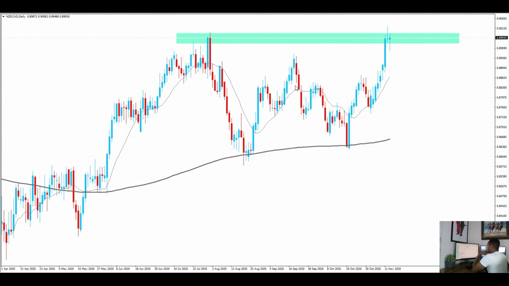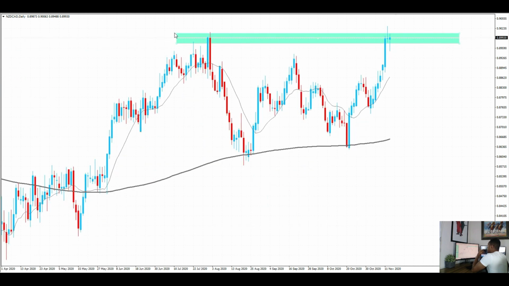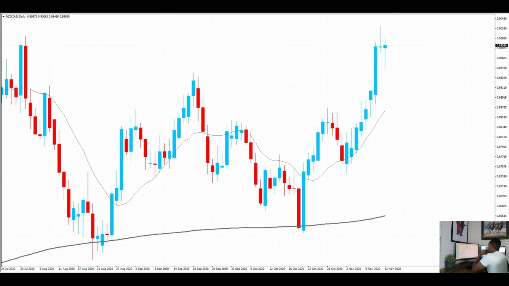So again, my bias is for sales for NZD CAD. You can see previous daily resistance there, and again, I wouldn't really want to be buying into daily resistance, so bias is to the downside. But be aware we could be seeing price maybe give us a false breakout again. You can see Friday's candle did pull all the way back up, so price is starting to look bullish again in the low time frame.